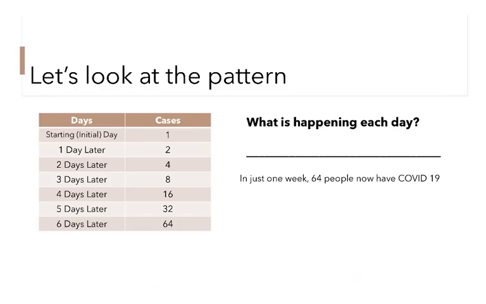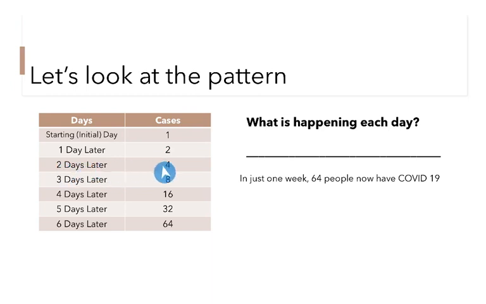So I'm going to look at this pattern in a table. So my initial day on March 15th, there was 1 case of the coronavirus in Houston, COVID-19, 1 case on my starting day, my initial day in Houston. 1 day later, there were 2 cases. That person and the next person went out and infected more people.